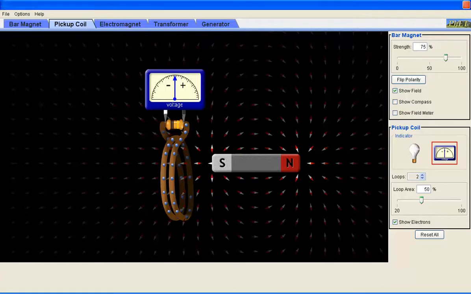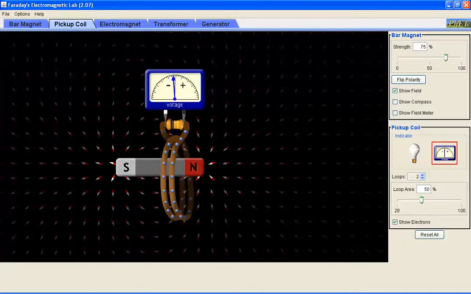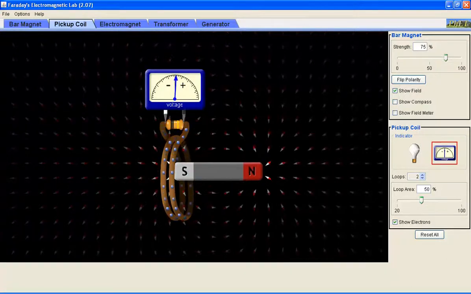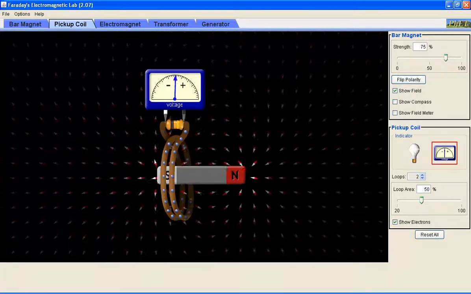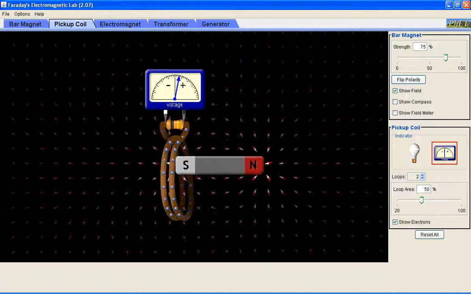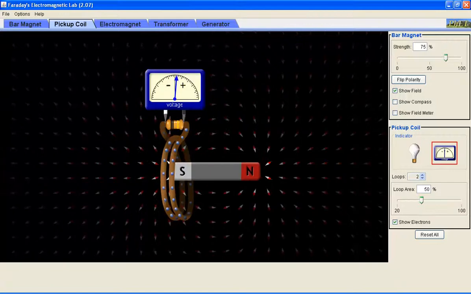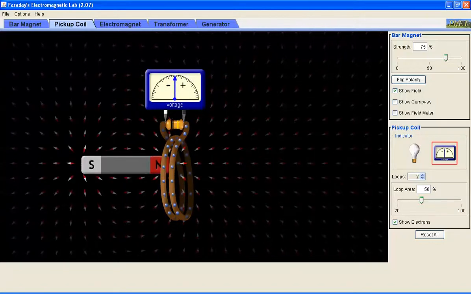Okay, let's say now I begin to move the magnetic bar in and out of the coil. Take notice of the needle on the voltmeter. You can see that as I move in, the needle starts to swing from left to right.